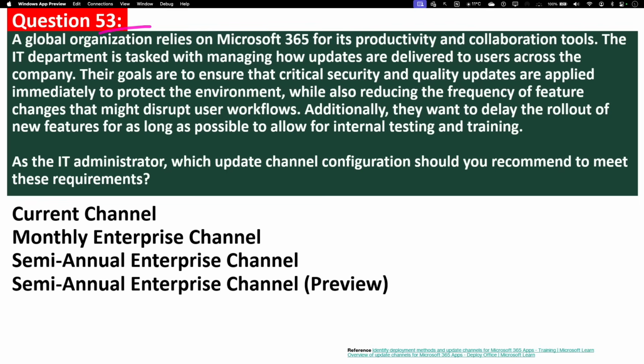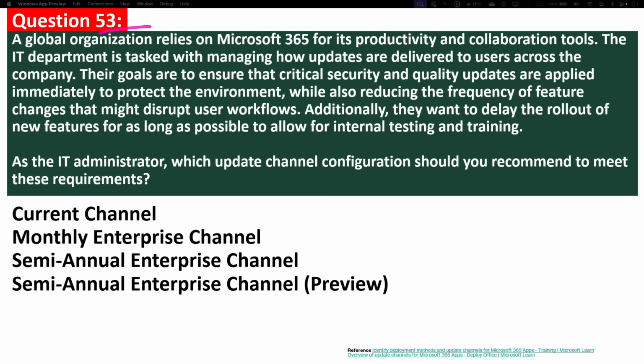Question number 53. A global organization relies on Microsoft 365 for its productivity and collaboration tools. The IT department is tasked with managing how updates are delivered to users across the company. Their goals are to ensure that critical security and quality updates are applied immediately to protect the environment while also reducing the frequency of feature changes that might disrupt user workflows.